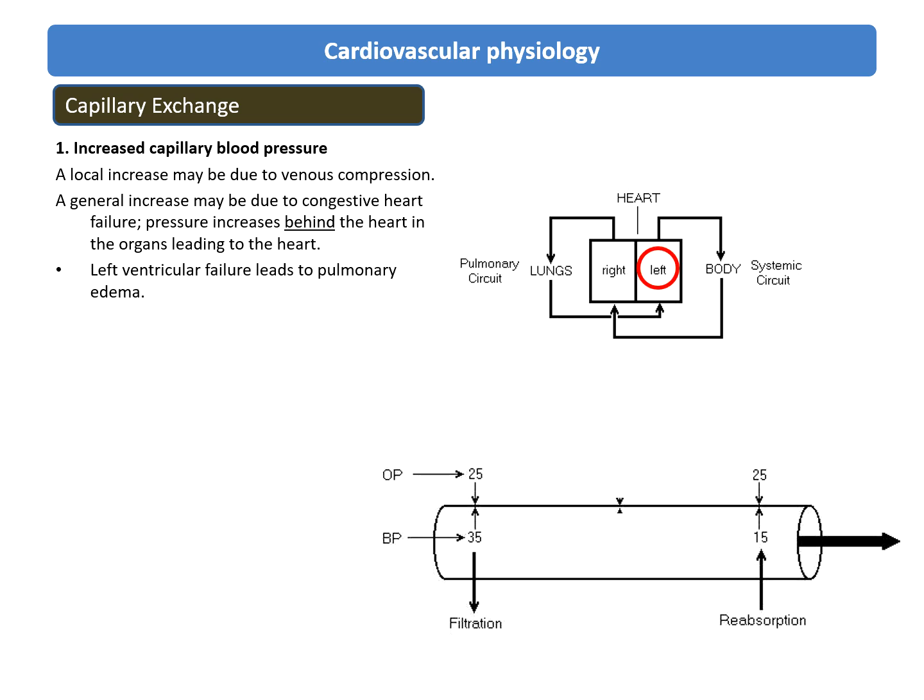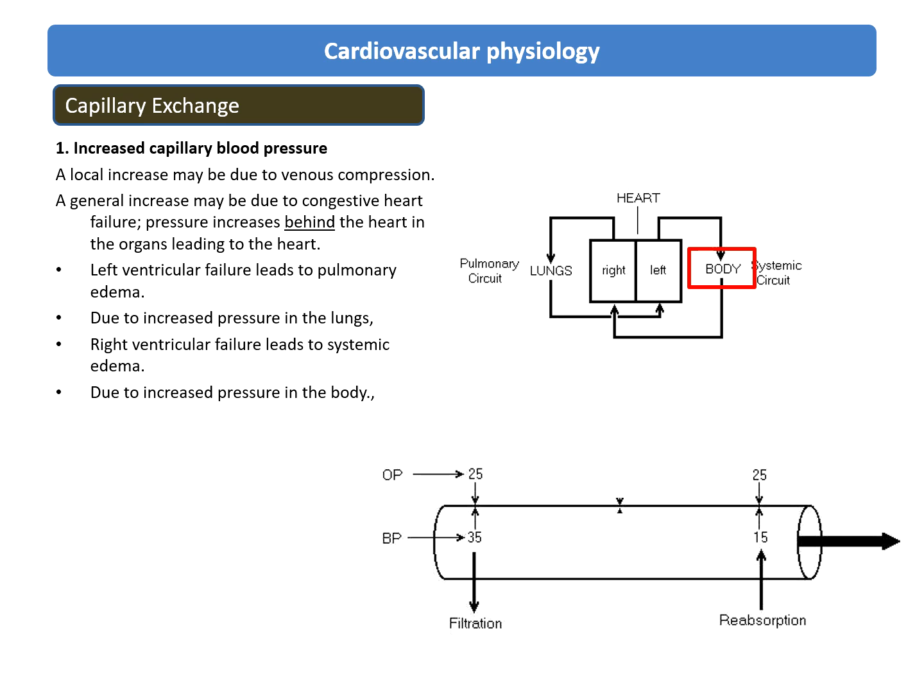If the failure occurs in the left ventricle, this would lead to pulmonary edema. It's due to increased pressure in the lungs. Right ventricular failure, on the other hand, would lead to systemic edema in the body due to increased pressure.